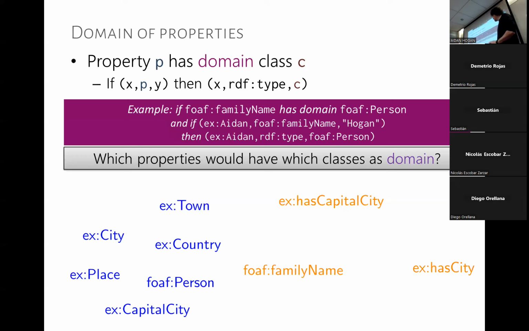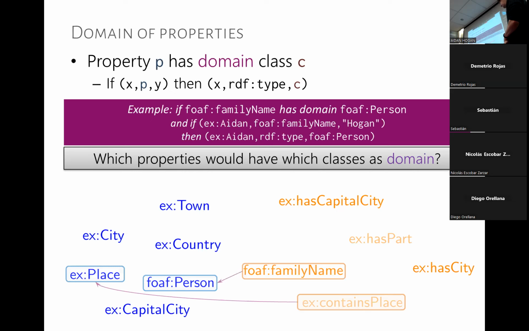So has capital city, what would be the domain of has capital city? Remember, for example, Chile has capital city Santiago. Country, could be, yeah. What about full family name? We could probably say person, yeah. What about has city? Maybe could be country, yeah. So full family name, we could say person, and contains place, we could say place.